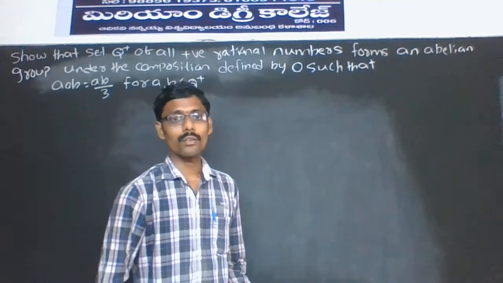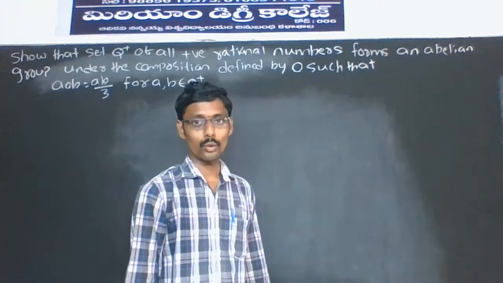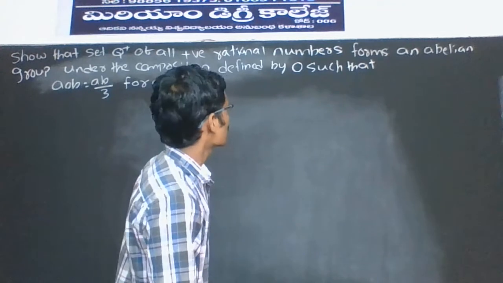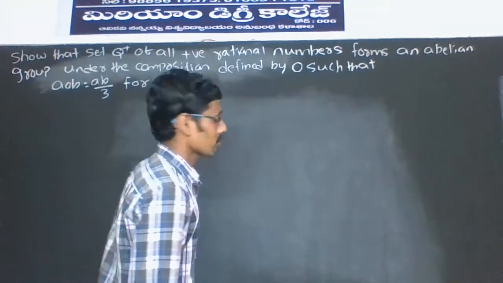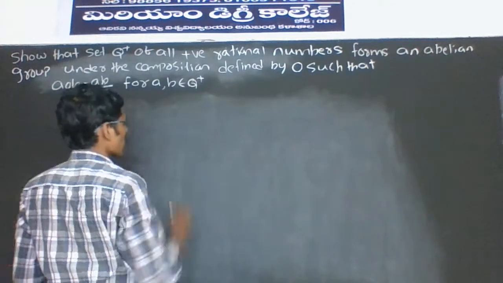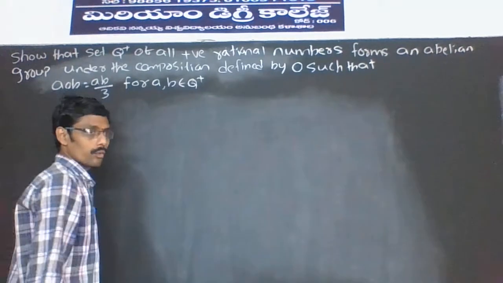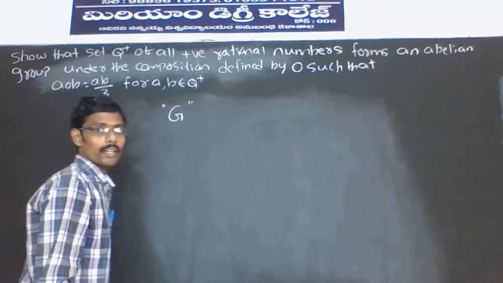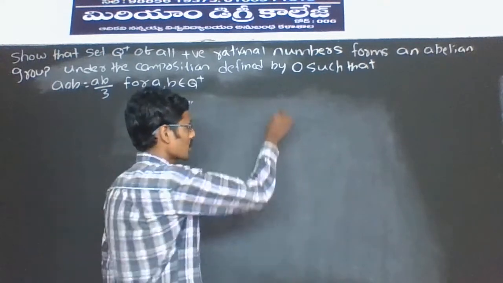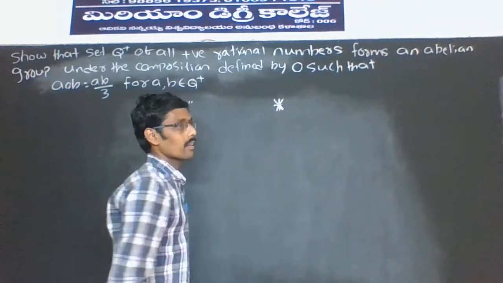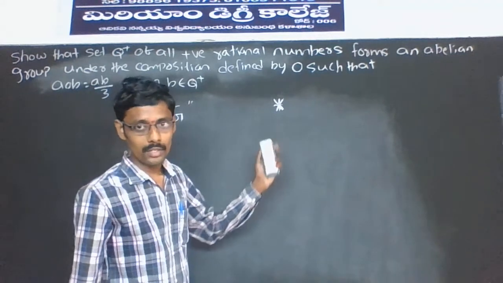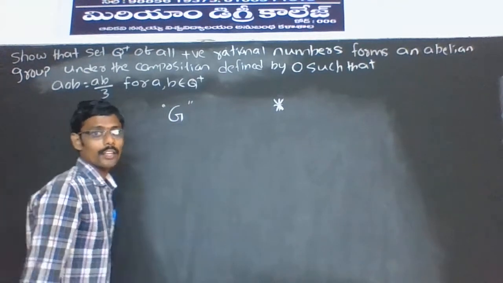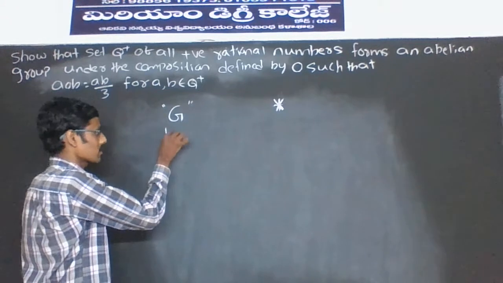In the previous class, we learned some basic points on groups. Today, we will look at some problems on groups. What is the definition of a group? A non-empty set Z together with a binary operation star is said to be a group if it satisfies four properties.